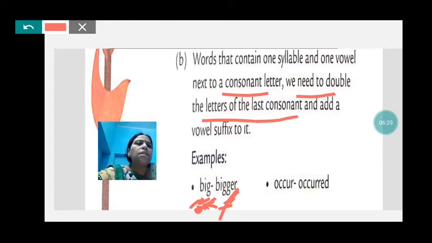Now here there are two vowels and two syllables. Occur. Here what do you see? C-U-R. There is a consonant C, then U, then R. And what we have to do? You will double this last R and make it double R, and then add the vowel suffix ed. So it has become occurred.